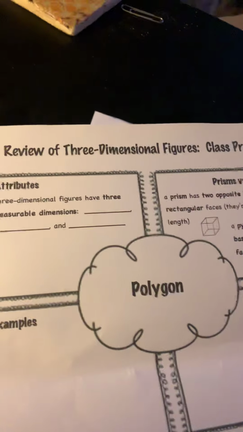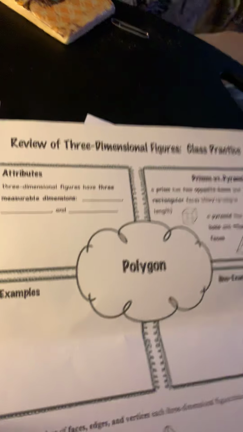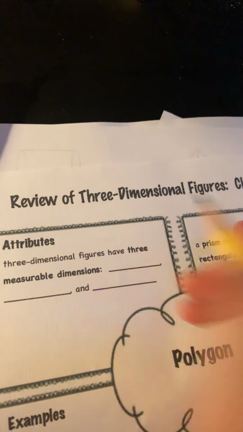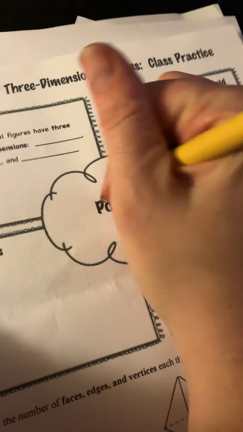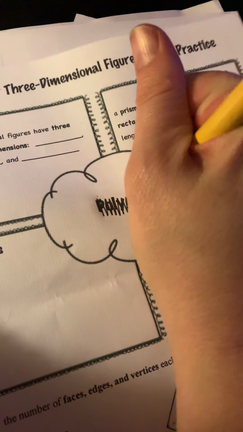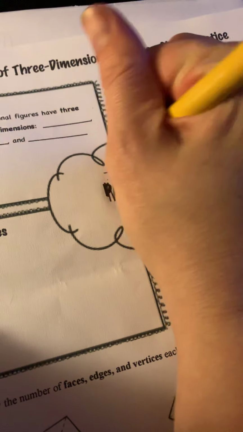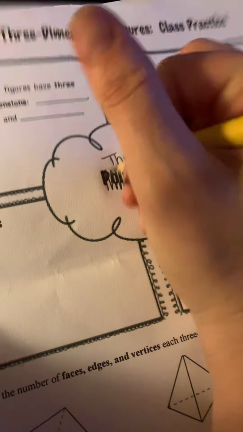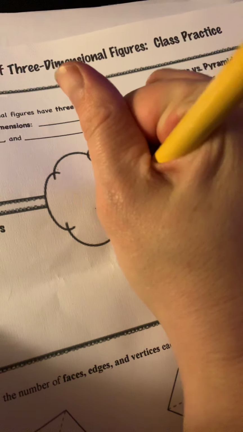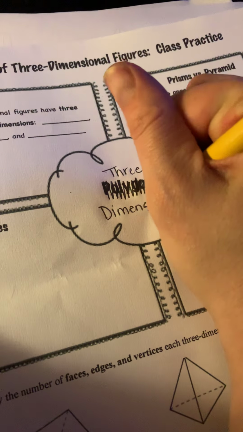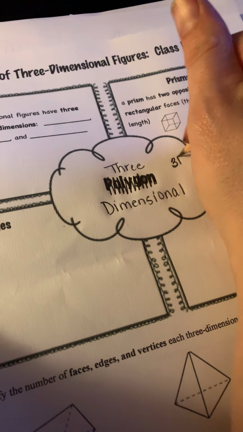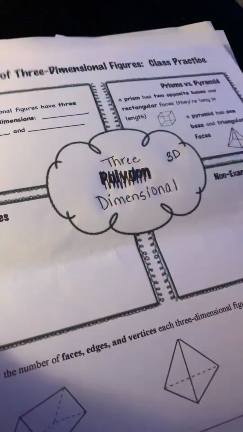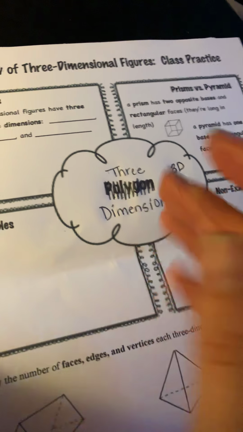Okay, tomorrow we're going to review three-dimensional figures. So I definitely would have them say three-dimensional. And then here I am with polygon, dear gosh. So, no, the word is three-dimensional. Yes, we want to write the whole thing. But then off to the side they can write 3D. So fix that, my bad.